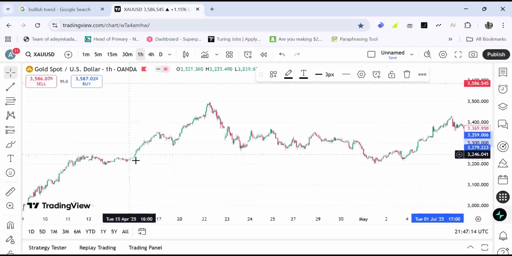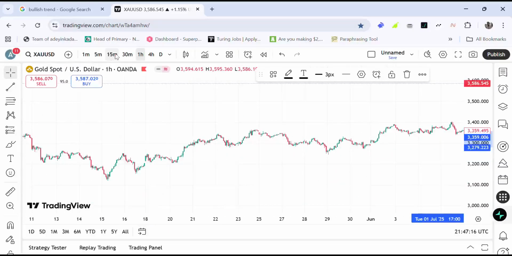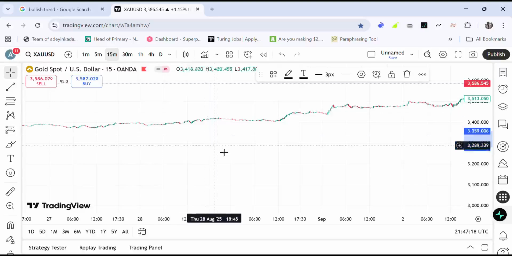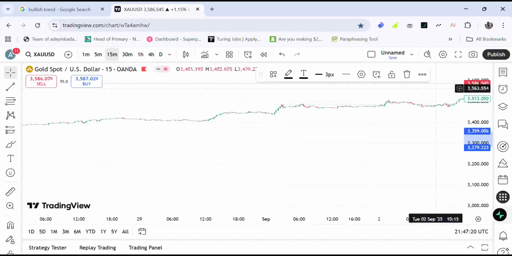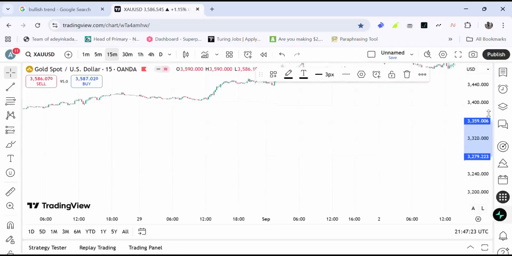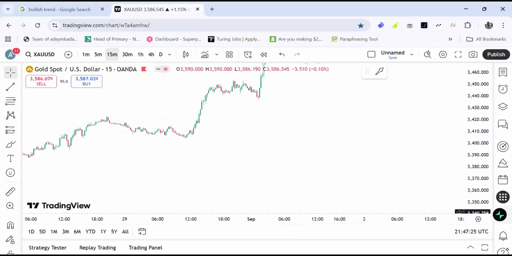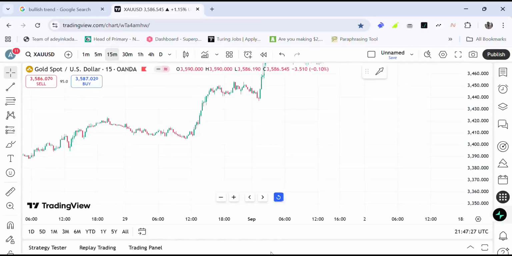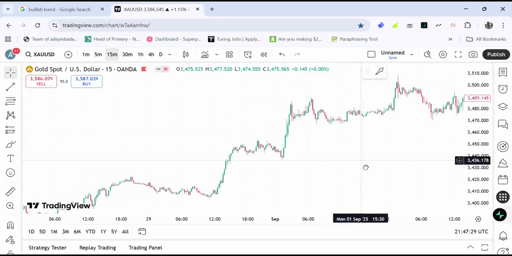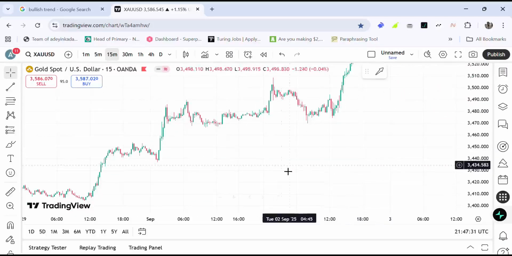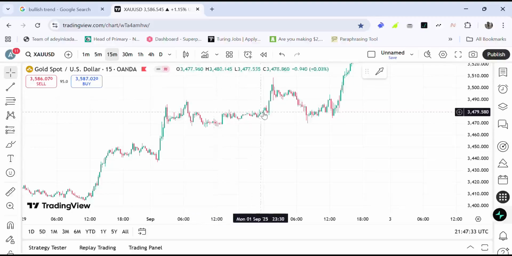Oh, okay, let me just go down to the lower time frame. I don't want to change my time frame actually, but let me just do that right now so that you can see what we are looking for. Okay, yeah, here you come. Look at this place.